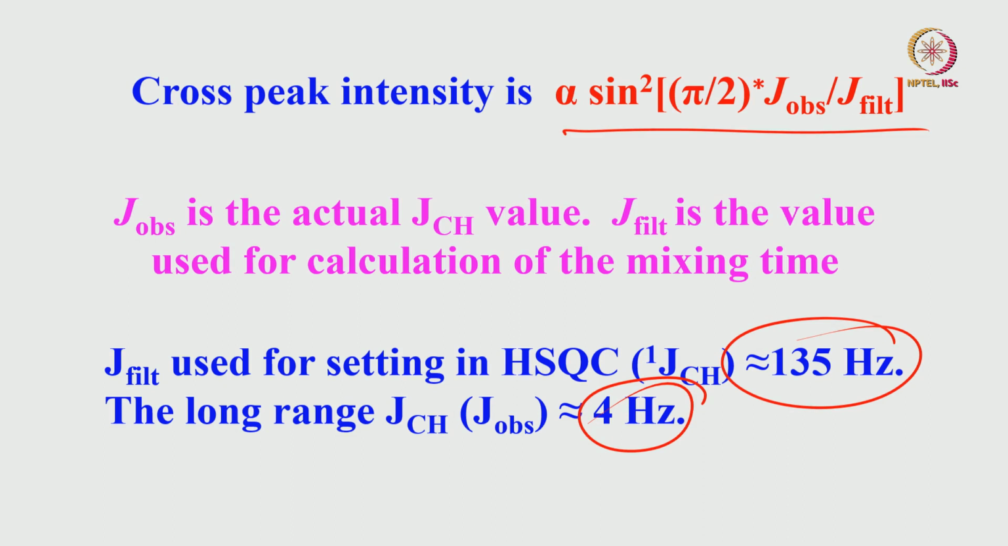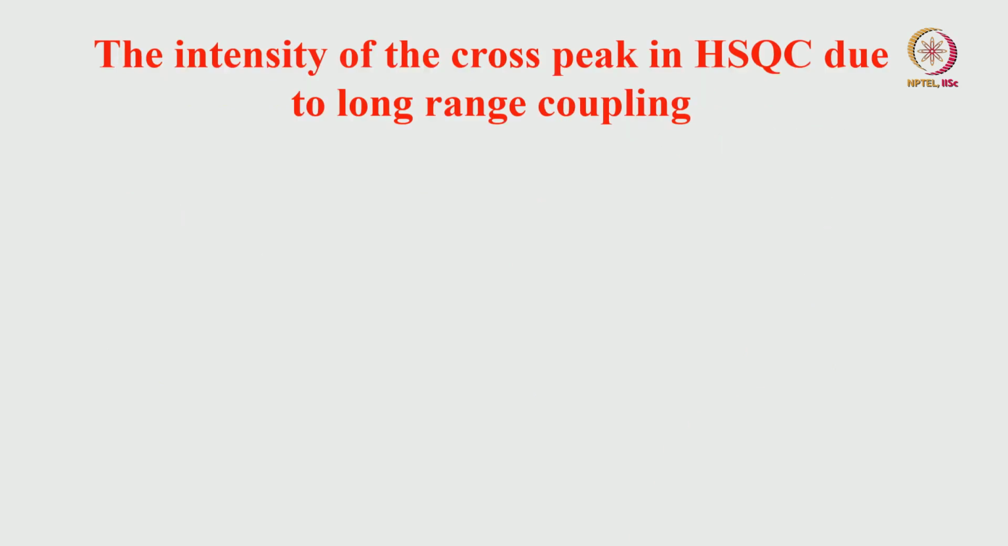There is not much mathematics. We have sin squared pi by 2. J observed is the value which we are looking for. We are observing long range coupling. And this is the filter we have set for 1J, 135 hertz. That is some value I have chosen. It can be anything. Approximately around 140 to 150 hertz is what is normally chosen.